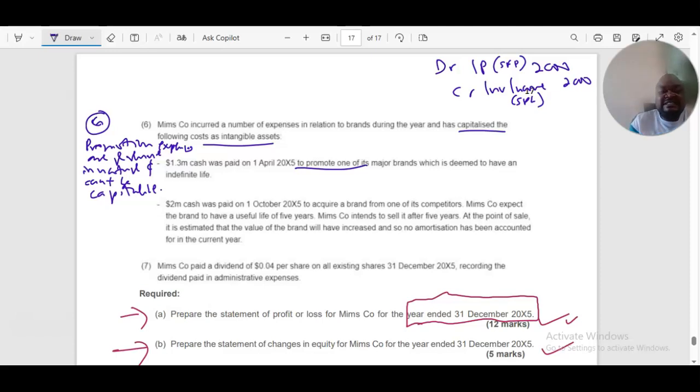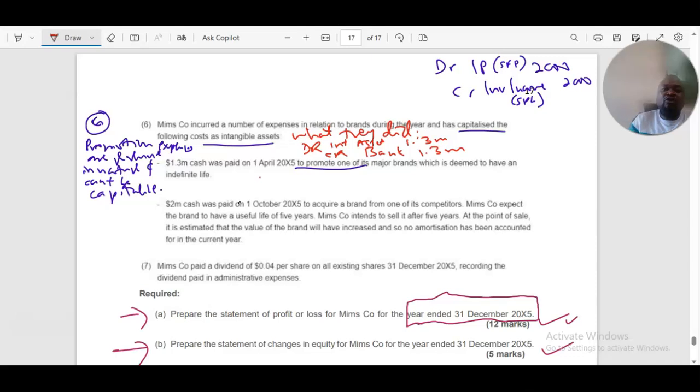So what did they do? Because you need to tell the examiner what they did, the double entry which they did. They had debited intangible assets with 1.3 million and credited the bank because they had indicated some monies or funds had been utilized. So they credited the bank 1.3 million.